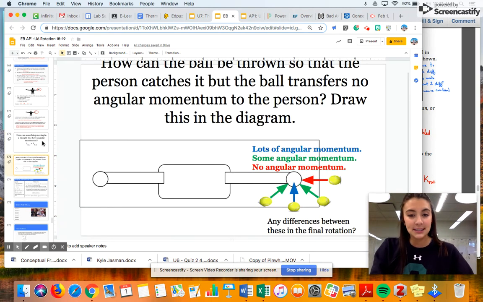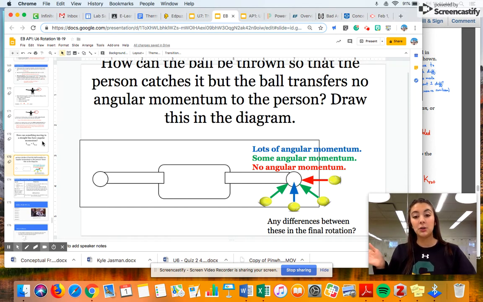All right, we're on the last slide. How can the ball be thrown so the person catches it, but the ball transfers no angular momentum, right? So there's a couple ways that we've talked about. We know that to get the most amount of angular momentum, we're going to throw it all the way to the outside, causing lots of angular speed.